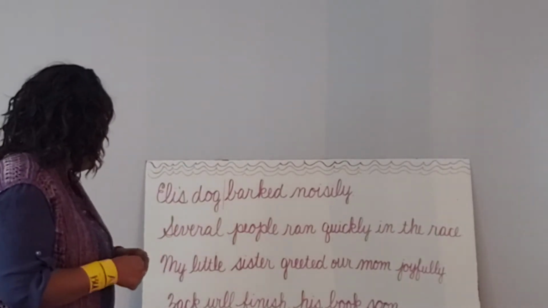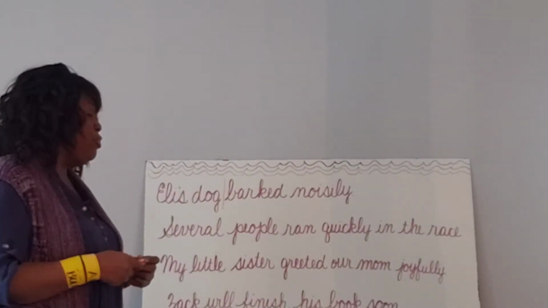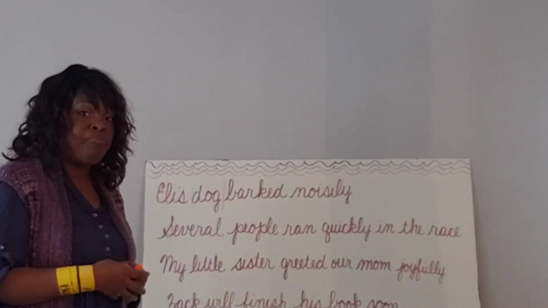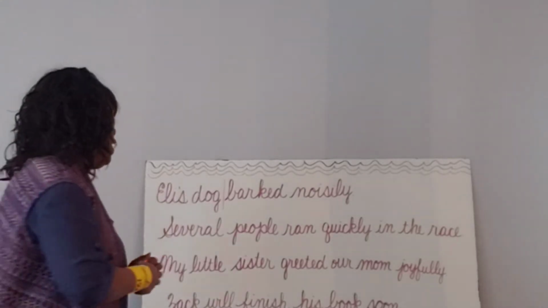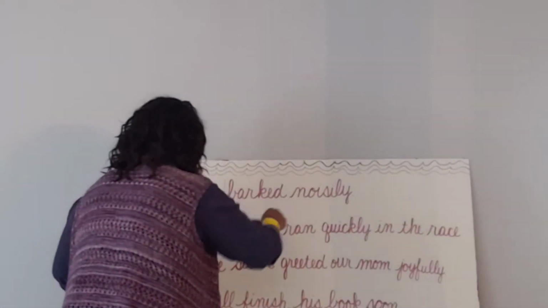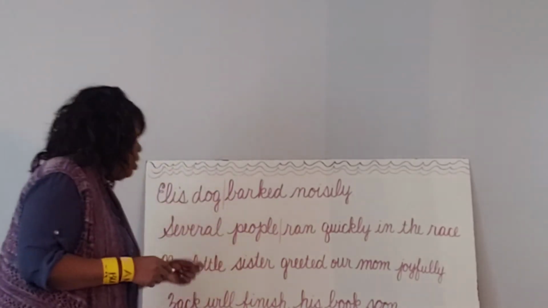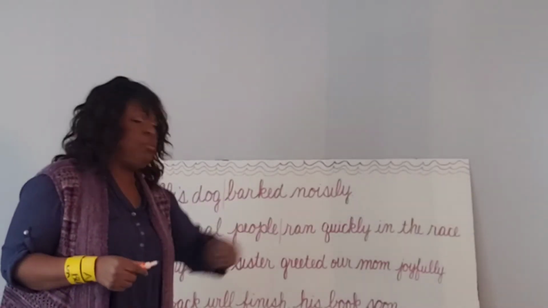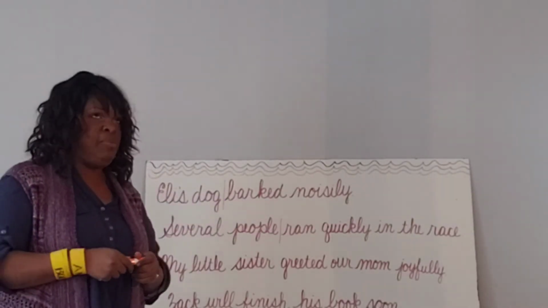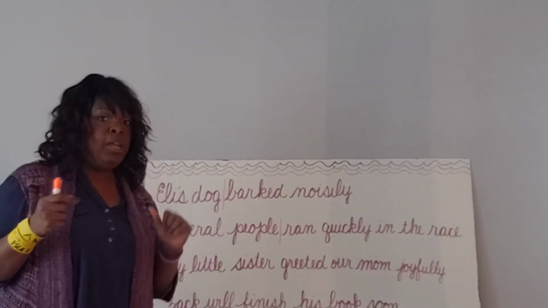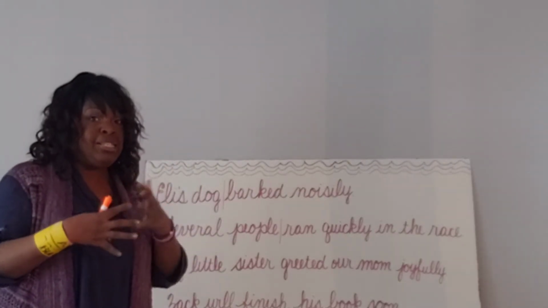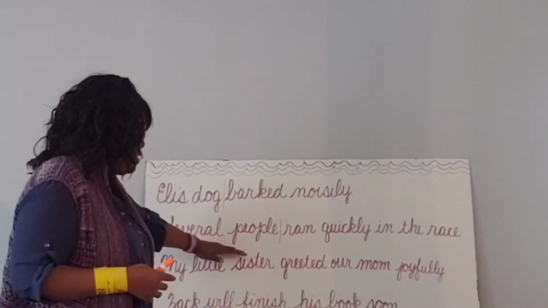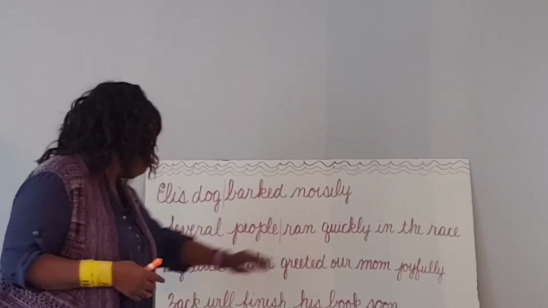Look at our second sentence. Several people ran quickly in the race. What is our verb? What is the thing that you can do? You can run. Very good. So in front of ran, right after people, because several people would be our subject part, ran quickly in the race would be our predicate part. Okay, remember we talked about this way back in the beginning when we first started learning our sentences and what they were. We learned how to do our subject predicate divide. So the subject side and the predicate side, okay?